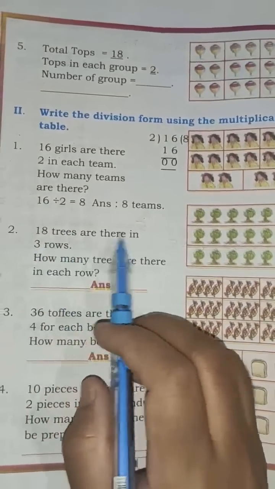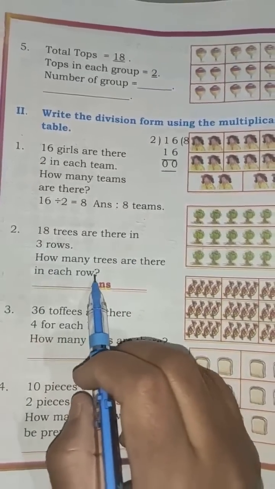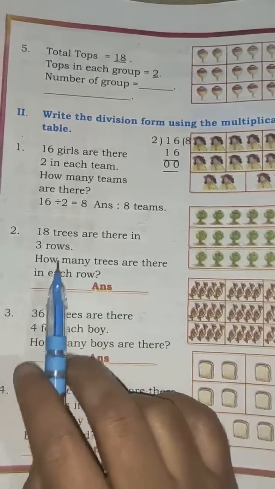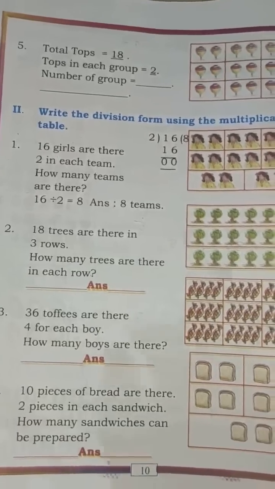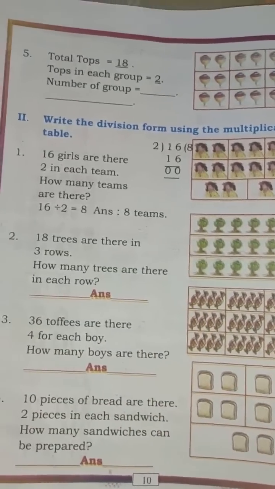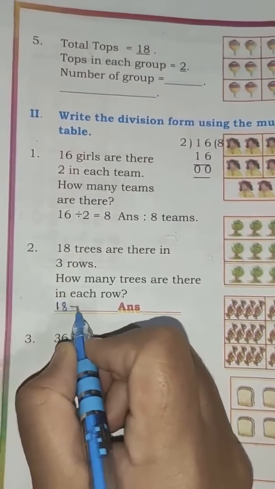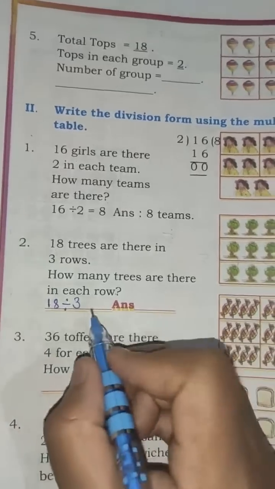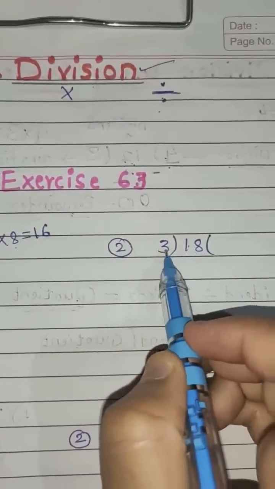18 trees are there in 3 rows. How many trees are there in each row? So there are 18 trees totally in 3 rows. Now we have to calculate how many trees are there in each row. Okay, so what we have to write here? First 18 total trees divided by rows. How many rows are there? 3 rows. Okay, so here 18 divided by 3.